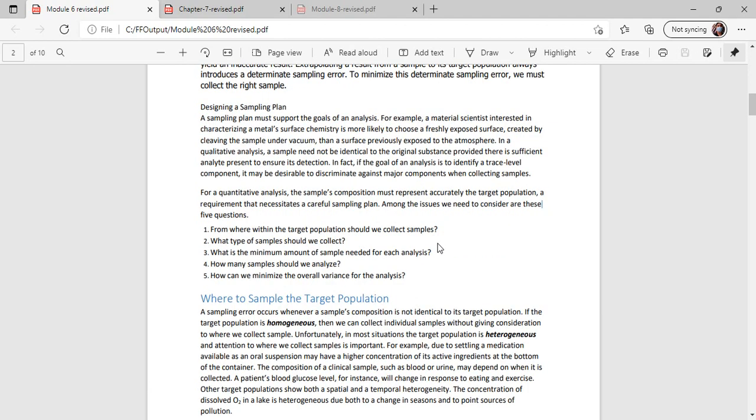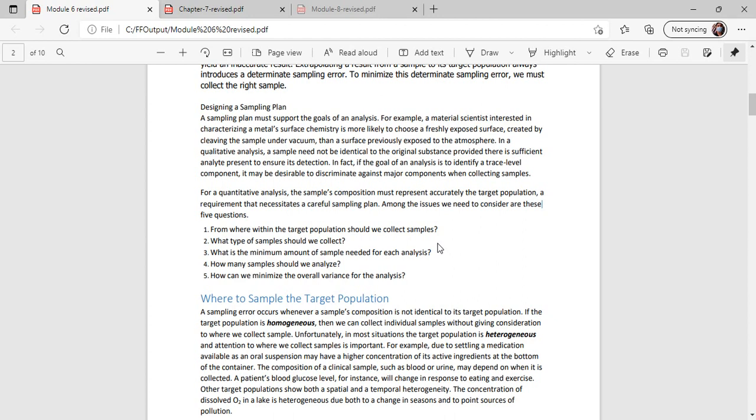Now, first question, where to sample the target population? Okay, so din ta makuha. A sampling error occurs whenever a sample's composition is not identical to its target population.